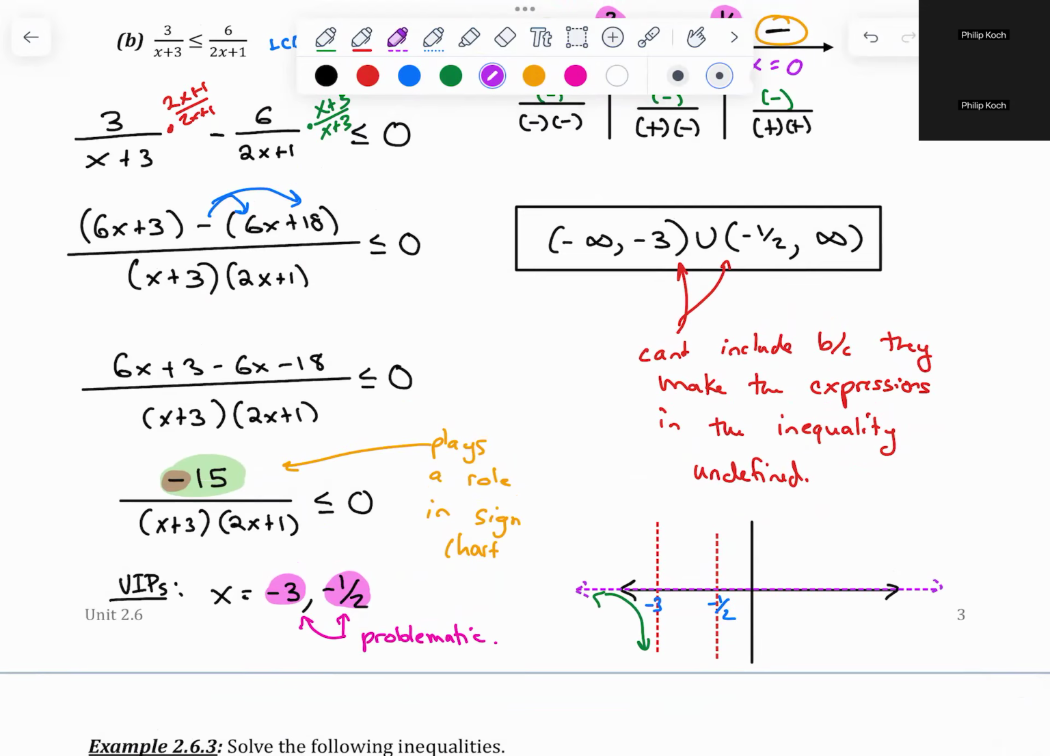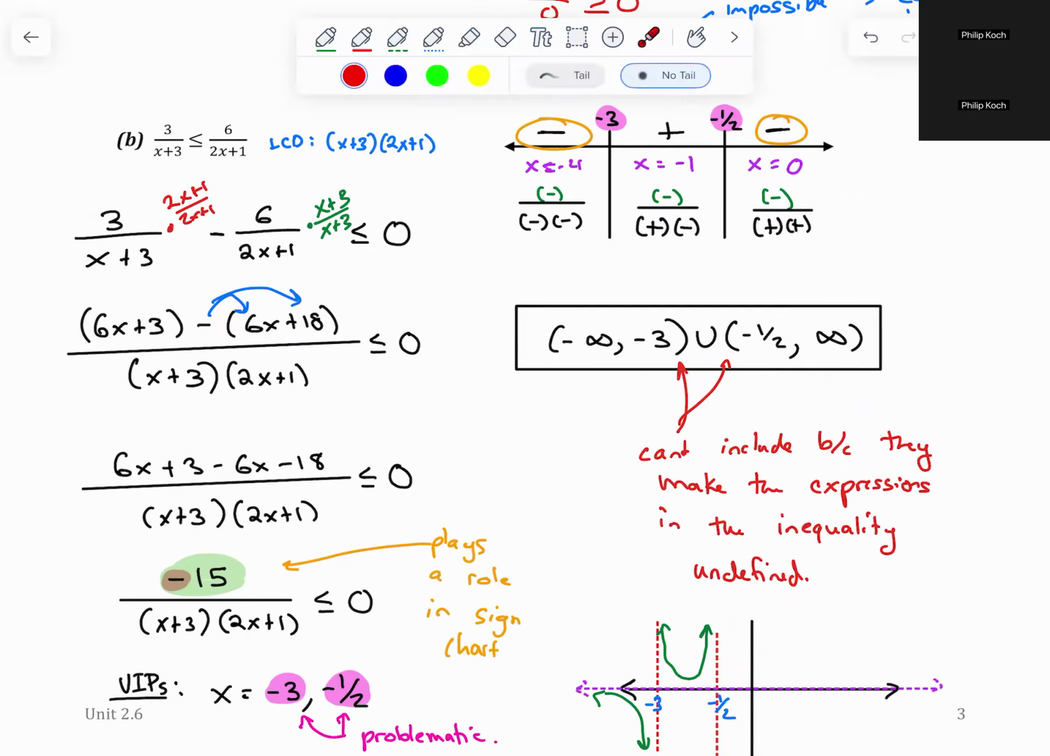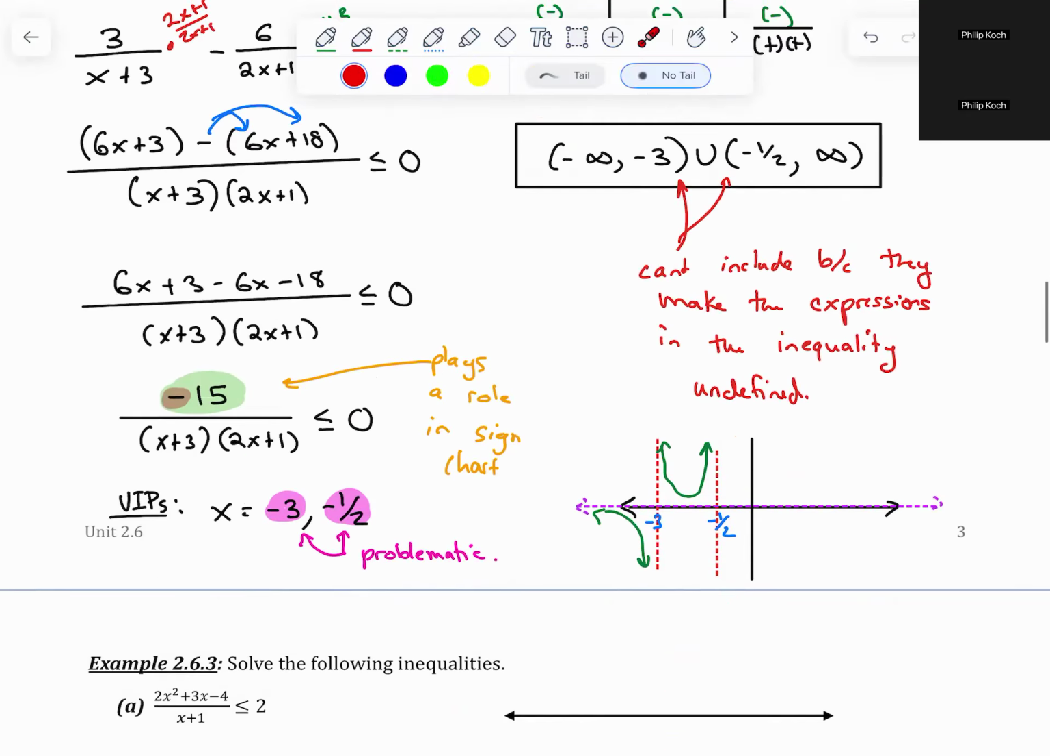And then between -3 and -1/2, it's positive based on my sign chart. So it should look like this. It can't go negative, so it has to hug the asymptotes. So it has to go down and then immediately come back up without ever hitting it. And then after -1/2, it's negative again. So it has to stay below the x-axis.